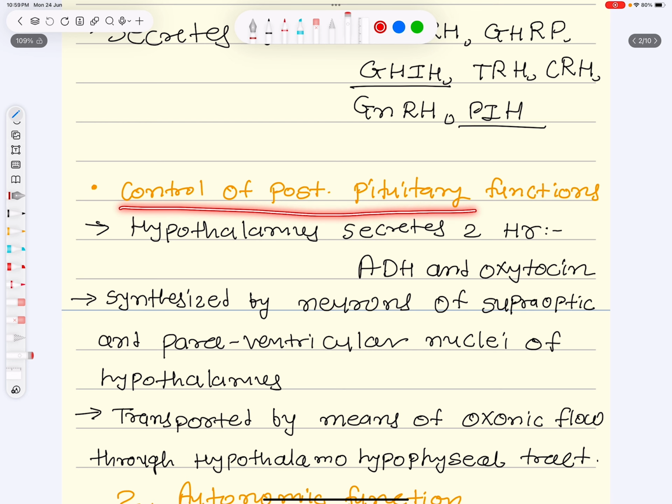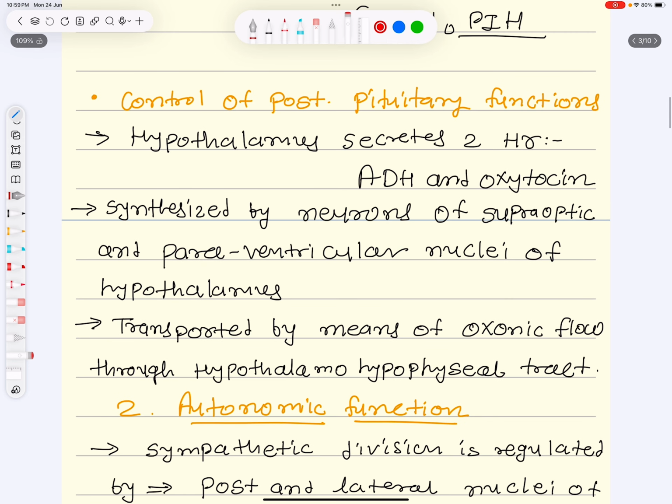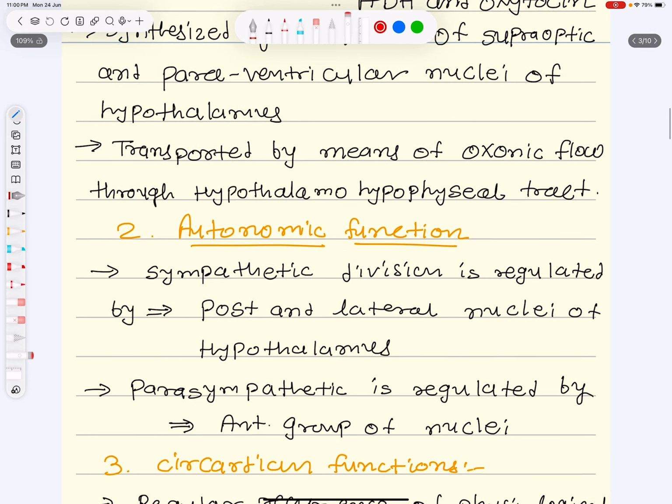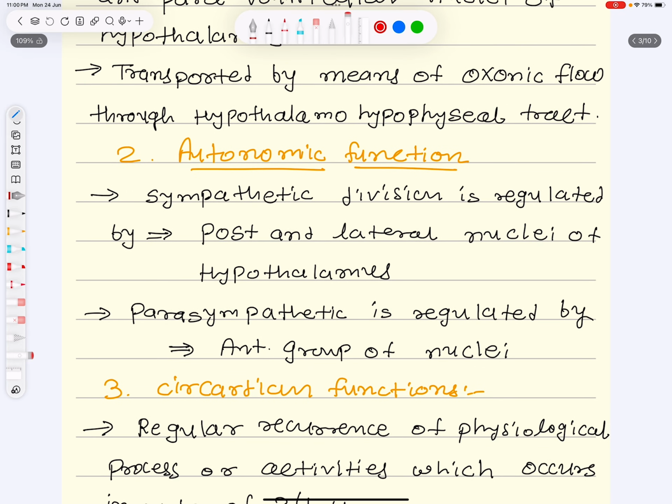Second, control of posterior pituitary functions. Here the hypothalamus secretes 2 hormones, ADH and oxytocin. These are synthesized by neurons of the supraoptic and paraventricular nuclei of the hypothalamus and transported by means of axonal flow through the hypothalamo-hypophyseal tract.